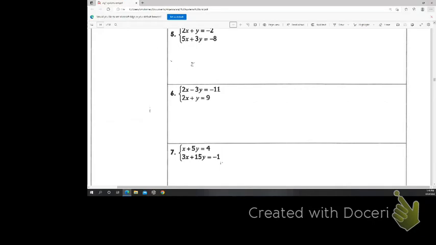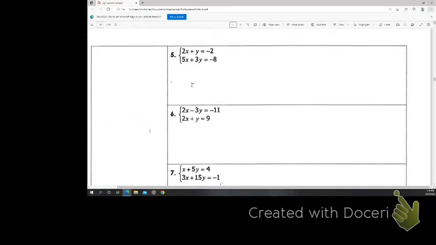Okay, so I'm going to show you one more example where we use substitution, but I'm going to be really honest with you that if this is the way the problem was presented to me, substitution would not be my go-to. Personally, I usually only use substitution if one of the variables starts out by itself.